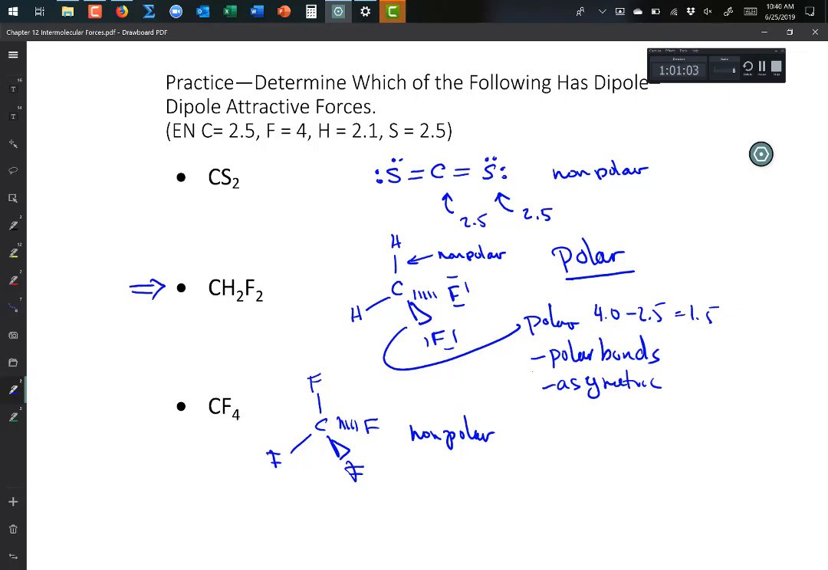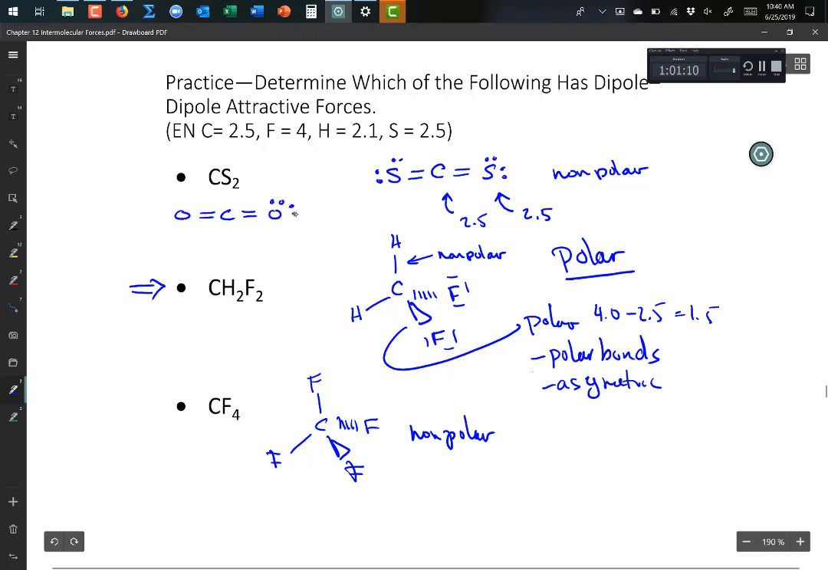I'm going to show you one other. It's one of the common nonpolar molecules you'll see on tests often. CO2. That's what carbon dioxide looks like as a Lewis structure. You guys drew it yesterday.